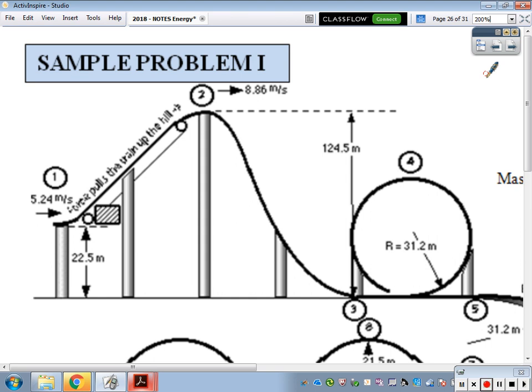Yes. So we have kinetic energy. Do we have height at position 2? Yes. So we also have potential energy at that point. We'll need to find that information.